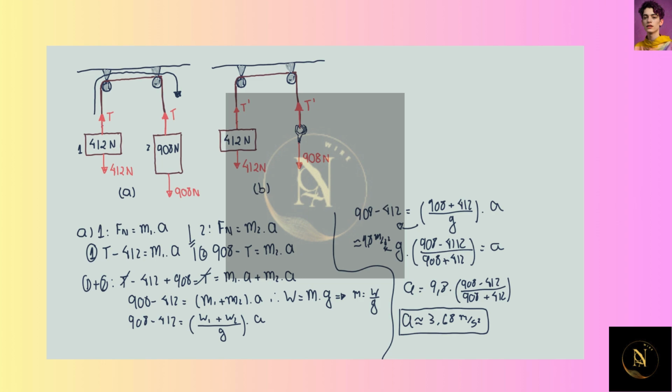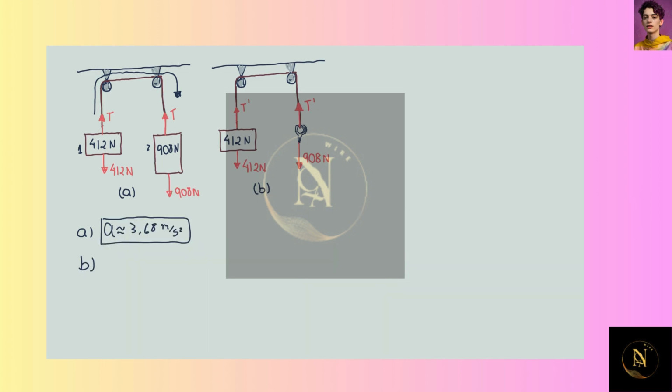For the second item, let me organize my board. In the second situation, someone is pulling down the rope with a force of 908 newtons, and this produces a reaction force, which is the tension force. Therefore, in the second situation, the tension force is 908 newtons. Knowing this, we can calculate the acceleration of the lighter block in the second situation.